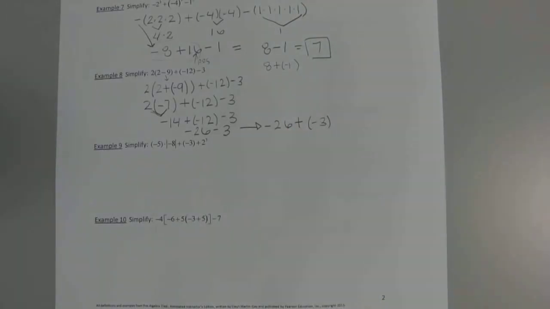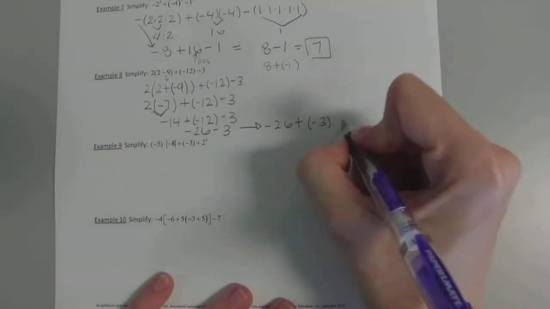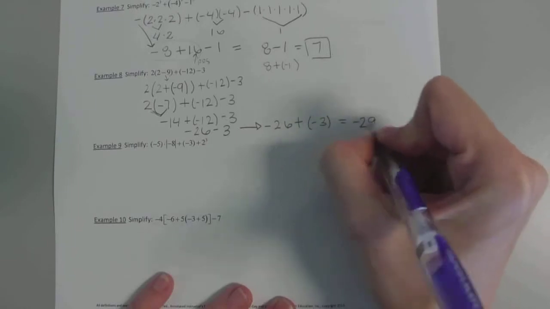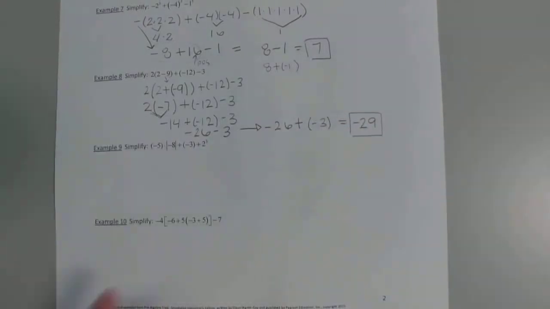All right, here we have 2 of the same sign. So when we have the same sign, we actually add. So we'll get 29, but since they're both negative, it's -29.